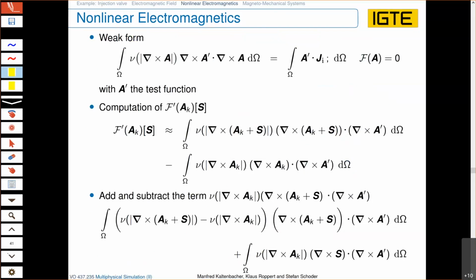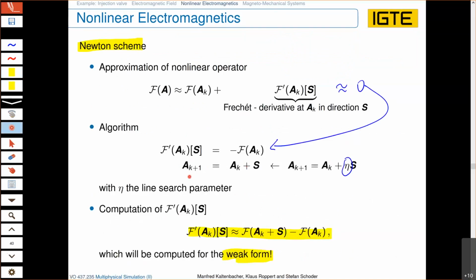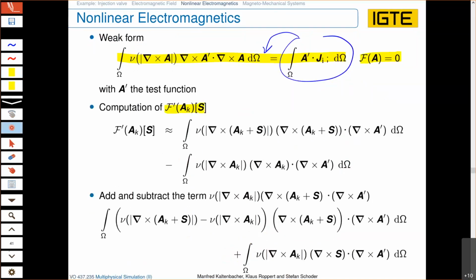Okay, for this we have to do some steps, but as you can see here, we have our weak form, which is written here. Now, if we take what we have on the right hand side and put it to the left hand side, then this equation is equal to 0, and that will be our nonlinear operator now, for which we want to compute the Frechet derivative in the direction of the increment S, because we want to solve for this increment S. If we have the solution for the increment S, then we can compute our new vector potential along all the edges, AK plus 1.